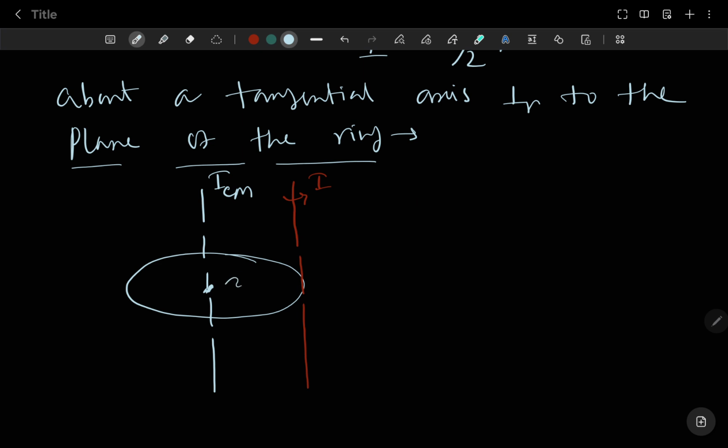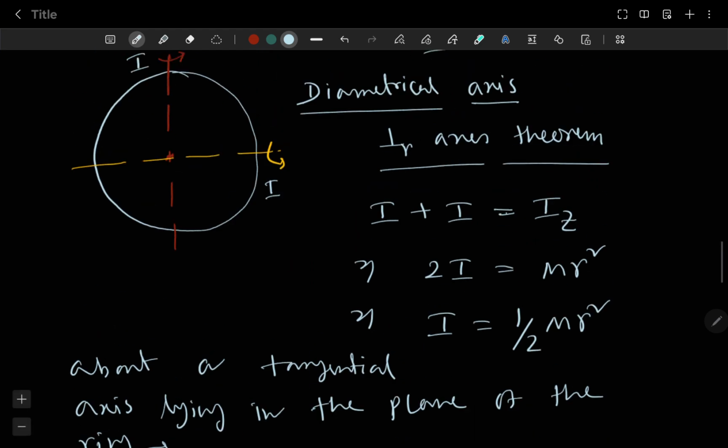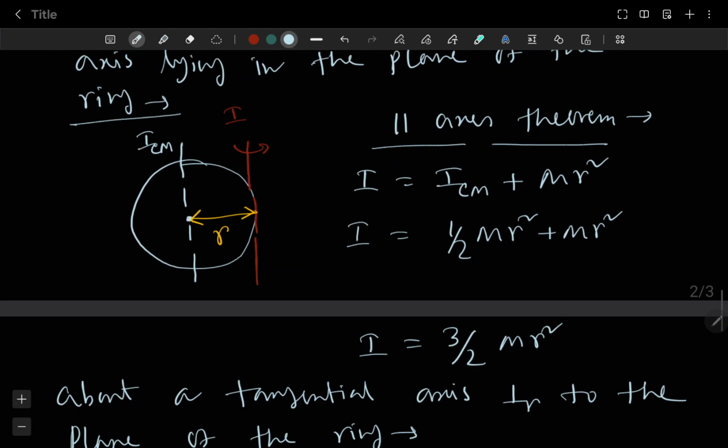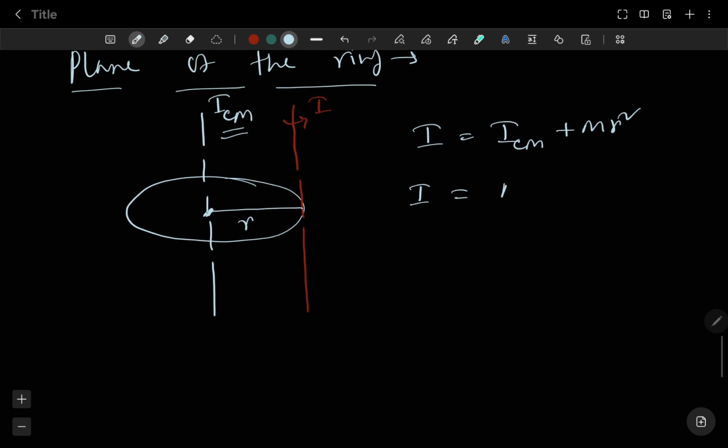So I will be, the perpendicular distance is r, so ICM plus mr square. Now for this axis we did it mr square, right? So it is mr square plus mr square. So it is 2 mr square.